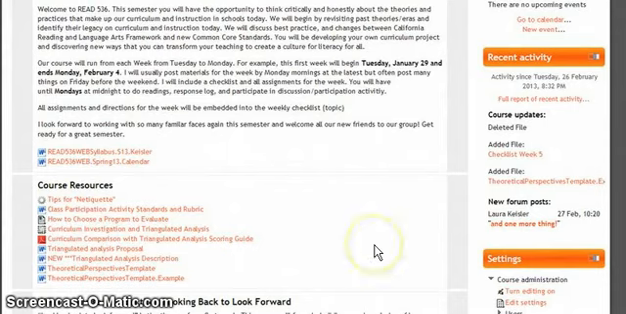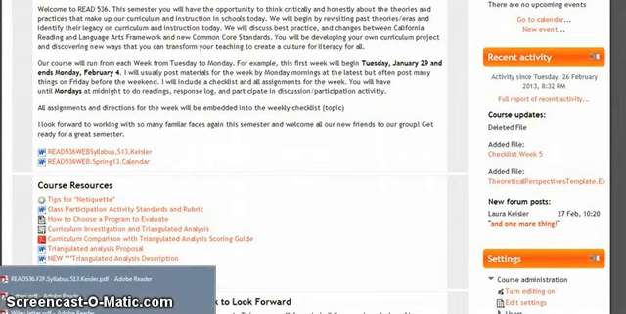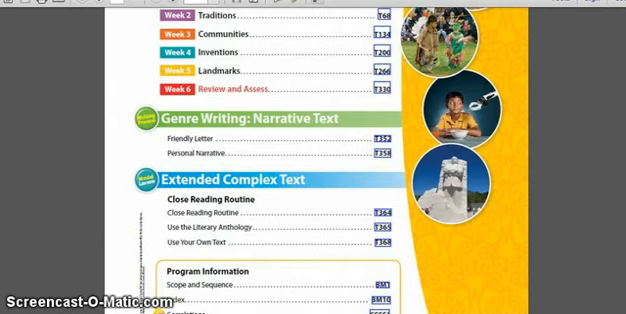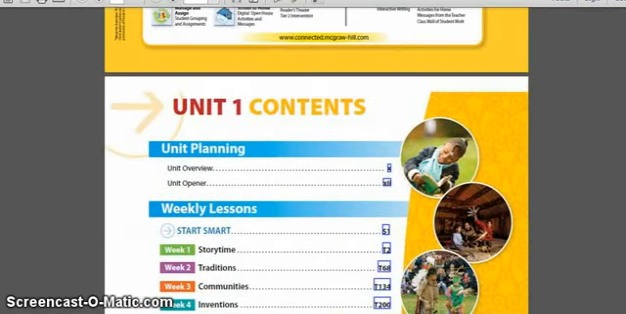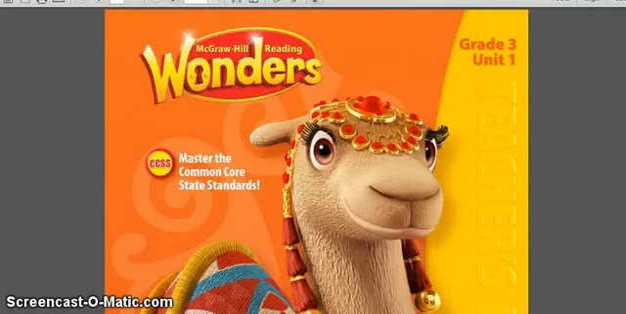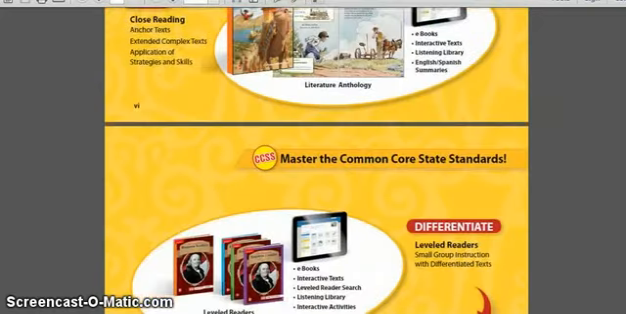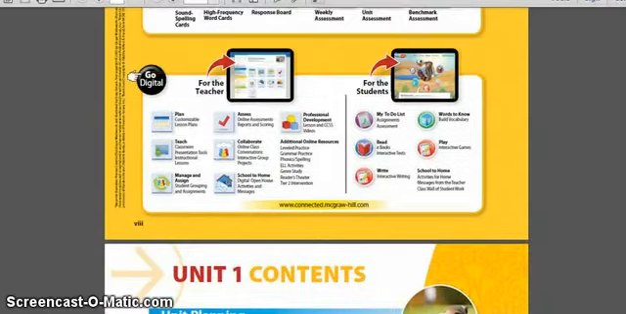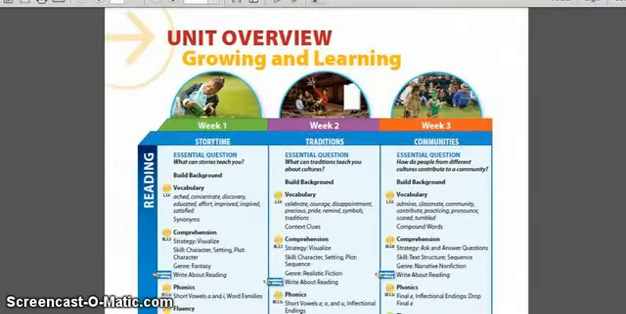Let's see what I have. I have a manual here. This is an example of an anthology type series. This is McGraw-Hill's new Wonders program that's going to come out for 2014, based on the Common Core standards. So I am going to take a look at this one.